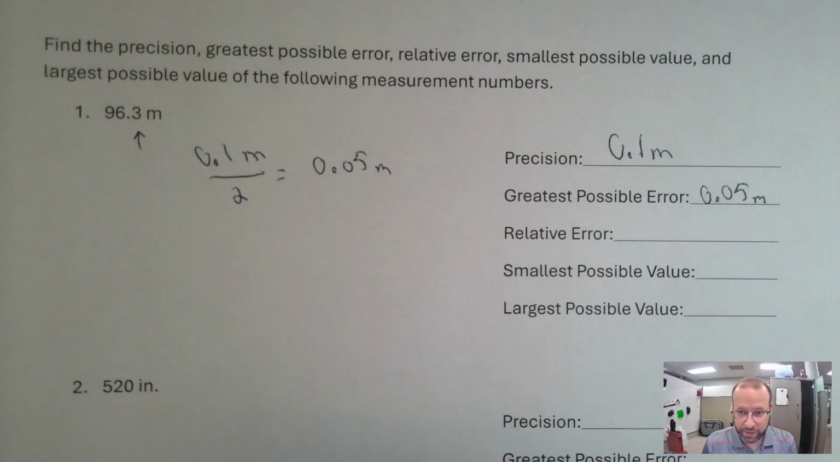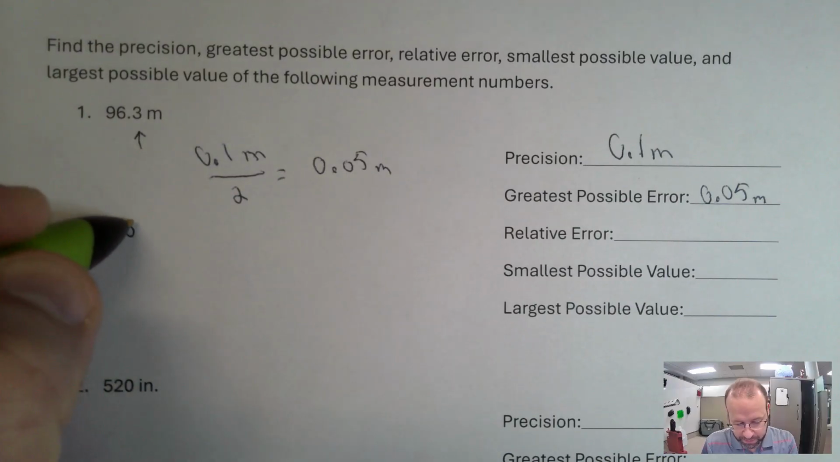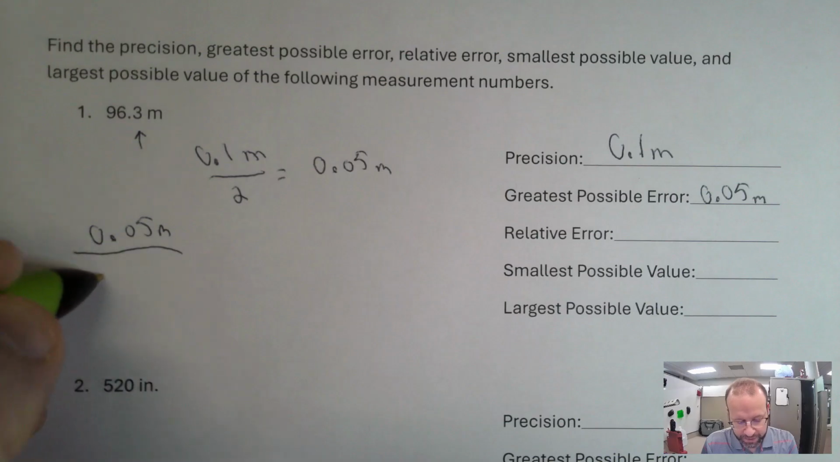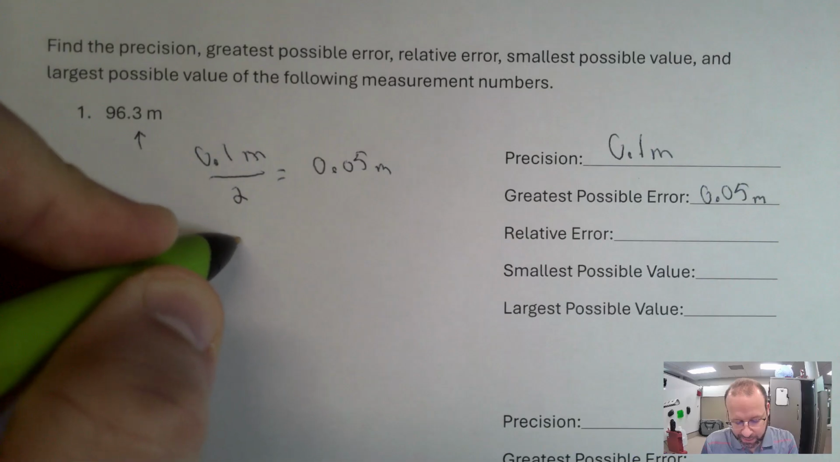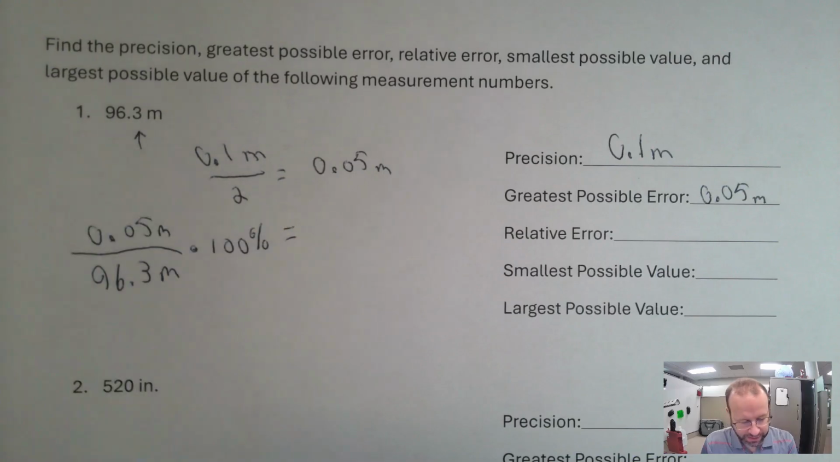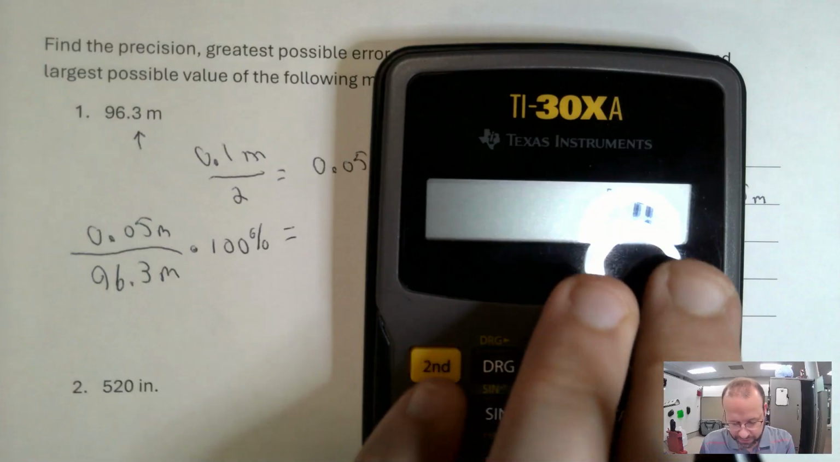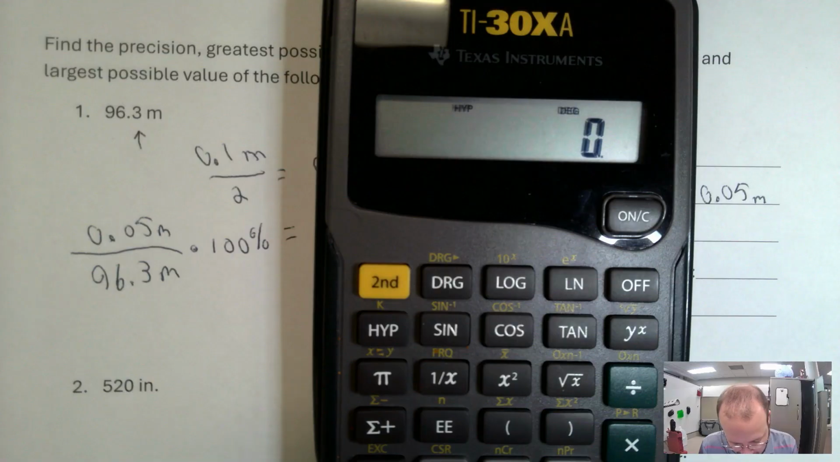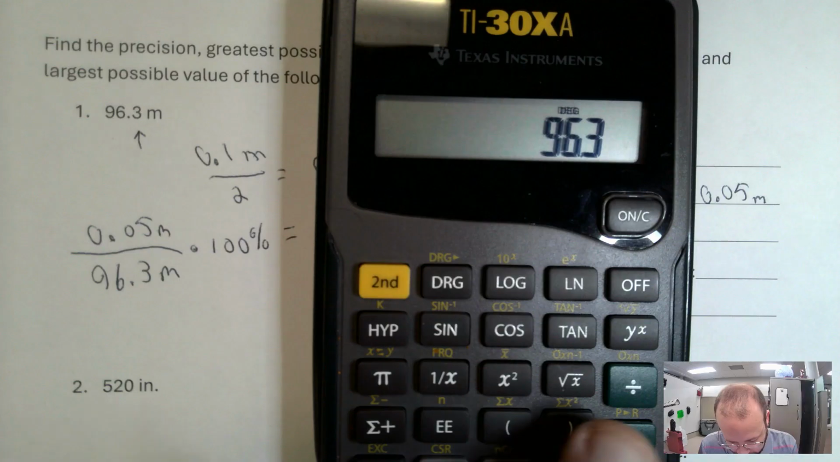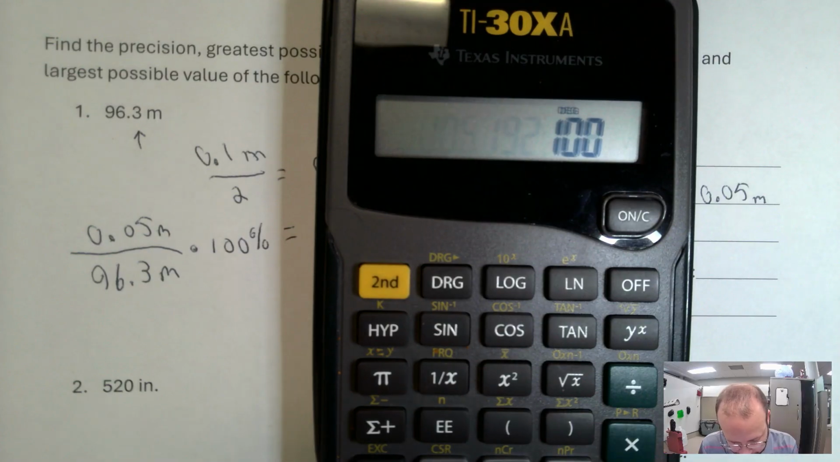Okay, to calculate the relative error, we're going to take our greatest possible error and divide it by the measurement itself. We're also going to take that times 100 to turn it into a percent. So this is something that I'll use my calculator for. I want to take 0.05 divided by 96.3 and then times 100.